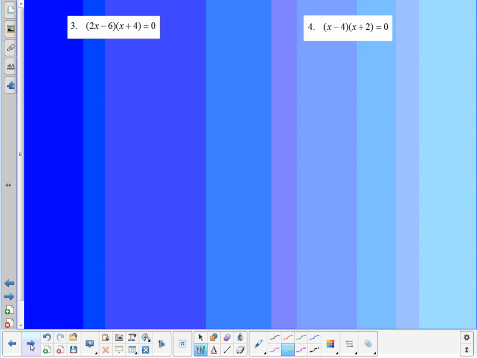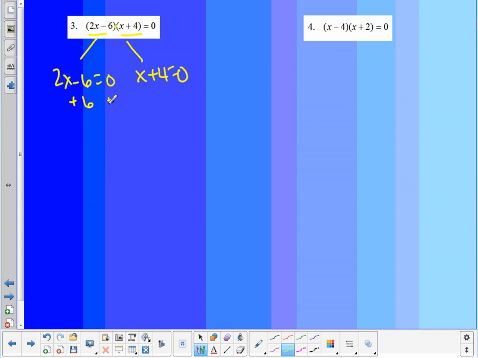Let's try another one. In number 3, I have 2x minus 6 and x plus 4 equals 0. So again, this is already factored for me. It's being multiplied in the middle. I don't need to worry about that. So I take each factor and set them as two separate equations. 2x minus 6 equals 0, and x plus 4 equals 0.